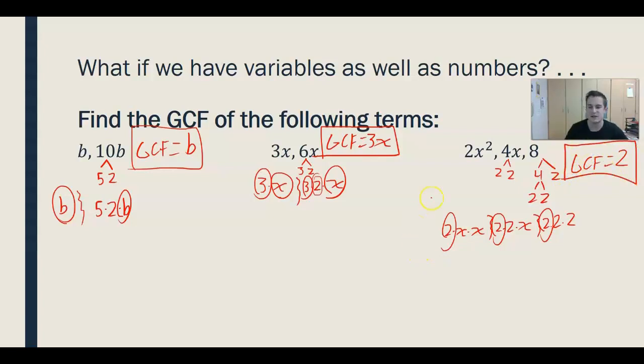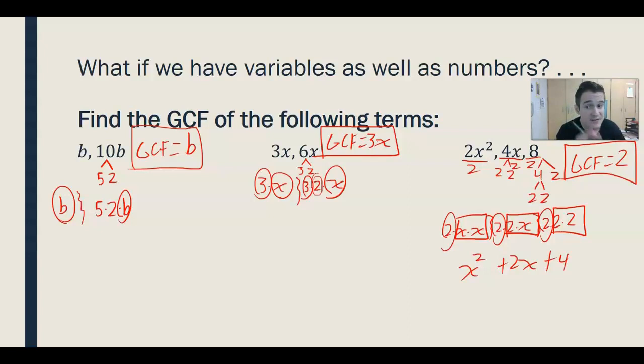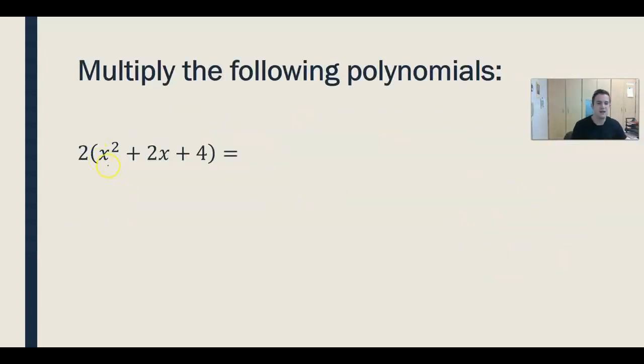And notice here what I have left. When I took a greatest common factor of 2 out of each of these terms, if I took each of these and divided by 2, I get x squared plus 2x plus 4. See that? That's going to come in handy here in the next little bit. X squared plus 2x plus 4.